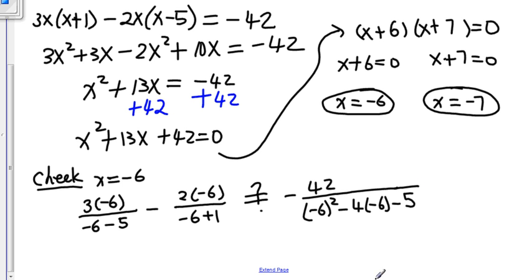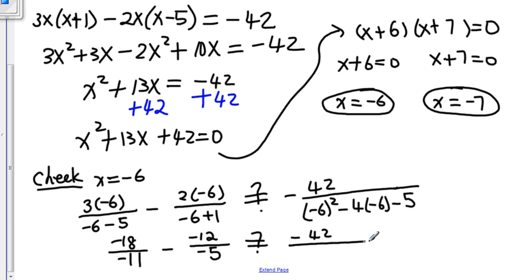Now, 3 times negative 6 gives us negative 18. So we have negative 18 over negative 6 minus 5, that would be negative 11, minus 2 times negative 6, which is negative 12, over negative 6 plus 1, that would be negative 5. So is that equal to negative 42 over negative 6 squared? Negative 6 times negative 6 is positive 36. Minus 4 times negative 6, a negative times a negative is a positive, 4 times 6 is 24, and minus 5.